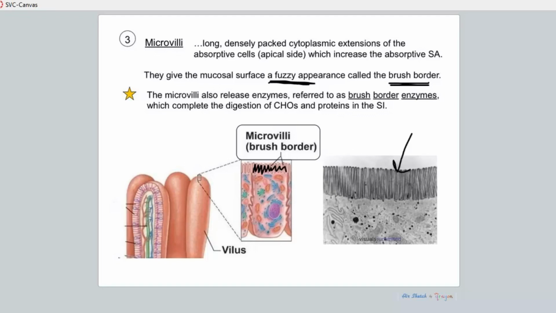This is a really amplified, magnified view of the brush border, but when you're farther away under light microscopy, it's just kind of this brushy border there, and we'll be able to see that.